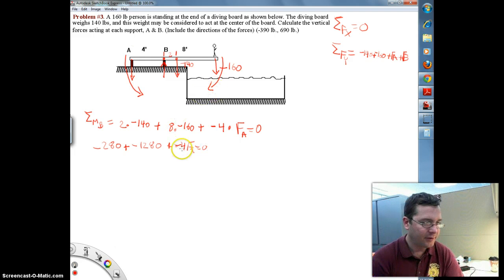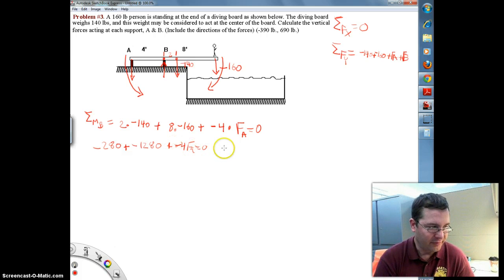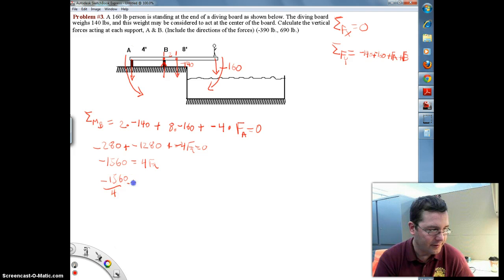So what do we want to do? Well, we want to get the force in A on the other side. So we're going to basically add 4 times the force of A to both sides, and we'll sum these up while we're at it. So 280 plus 1280 is 1560, equals, and now I'm going to add 4 times the force at A to both sides. That gives me 4 times the force of A. Negative 1560 divided by 4 gives me the force at A.